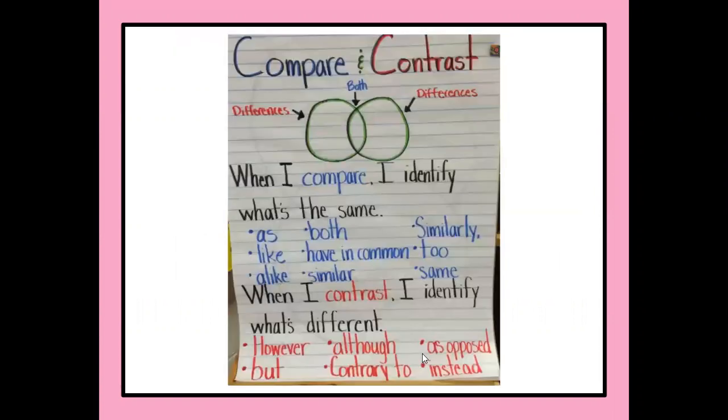continuing that topic. As a review, comparing and contrasting is finding the differences, which are on the outer parts of our Venn diagram, and the similarities, which are in the middle of our Venn diagram. Some of the keywords when comparing are words like as, like, alike, similar, have in common, both, similarly to, and the same. So these are words that you can use when you are looking for the ways that they're the same.